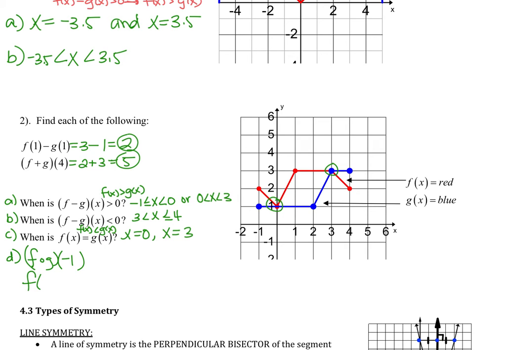So that means I'm going to find g of -1 first, because we work with the inside first and work our way out. So g of -1 is 1, right? So if I plug in 1 for g of -1, that means I need to find f of 1, which is 3. So that's how I would do compositions. I know I did all operations here, but you can still do compositions with functions given graphs.